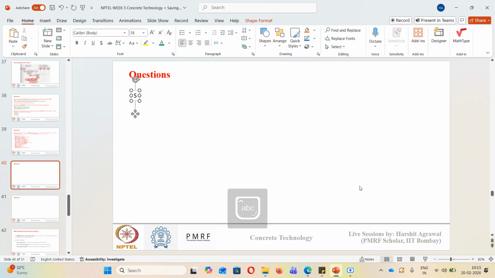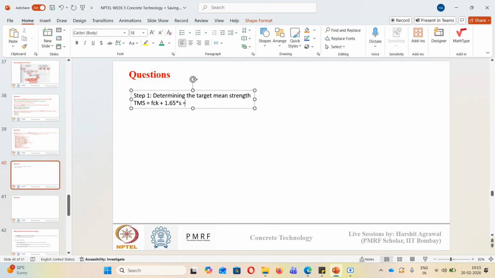Step 1 will be determining the target mean strength. How will we determine the target mean strength? It is nothing but fck plus 1.65 times standard deviation. My fck is 30, plus 1.65 times the standard deviation, which is given in the question as 5 MPa. So I will take 5, and it will be 38.25 MPa. This is my target mean strength for which I need to design the concrete.